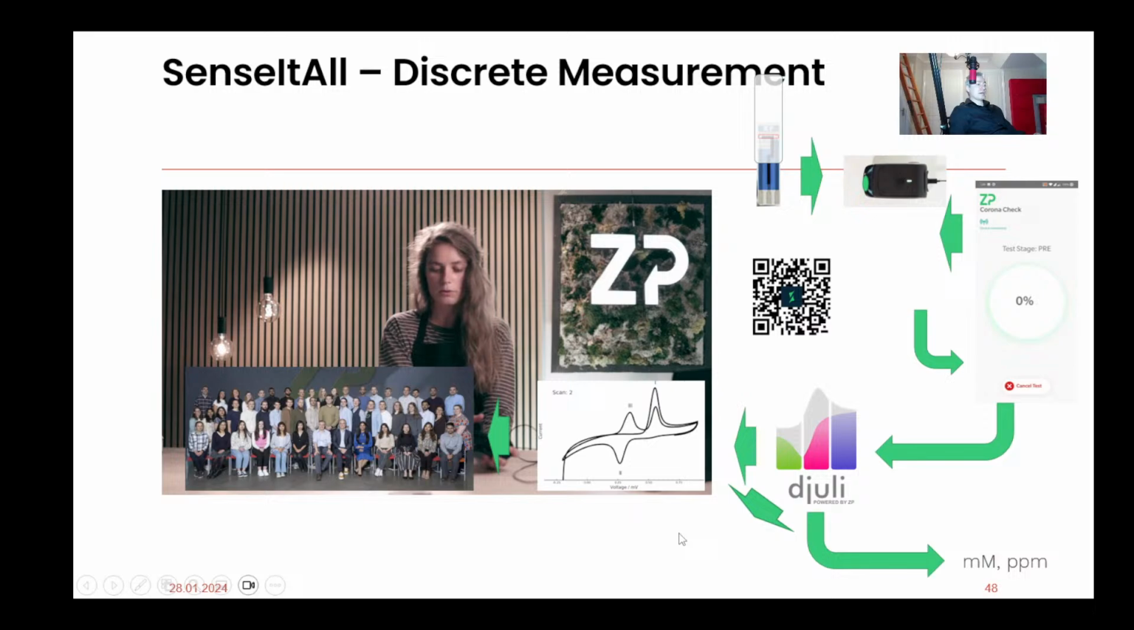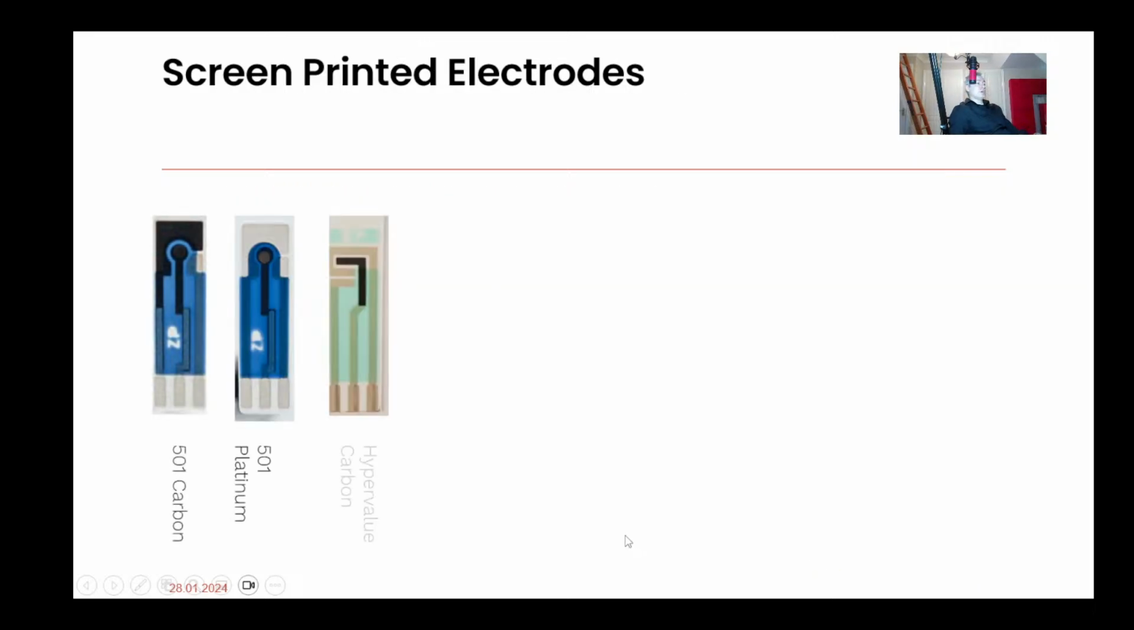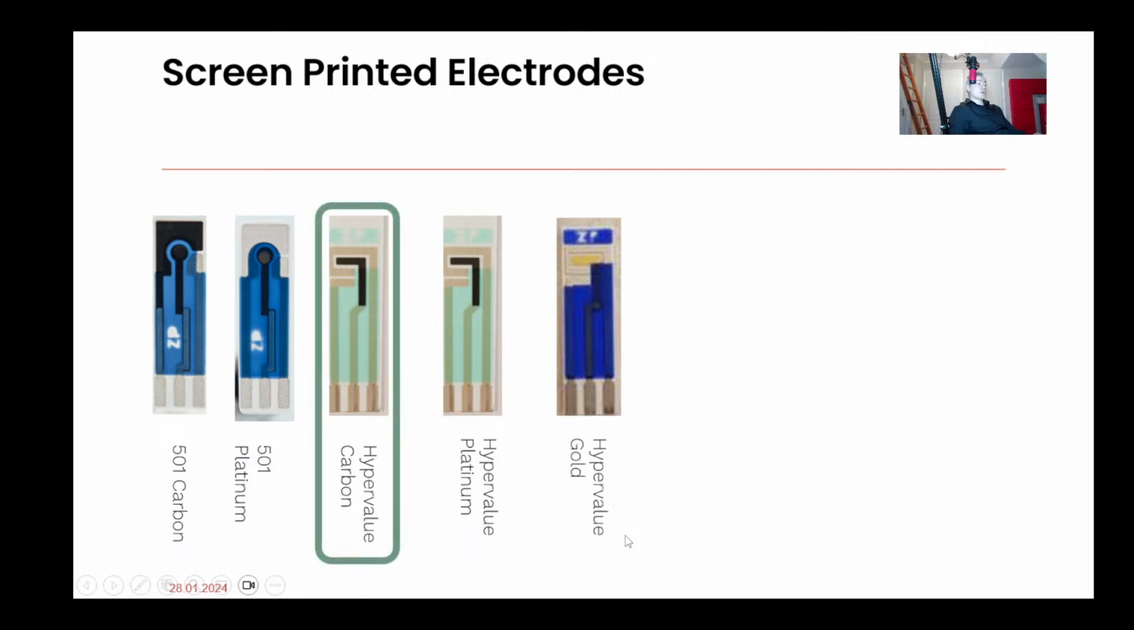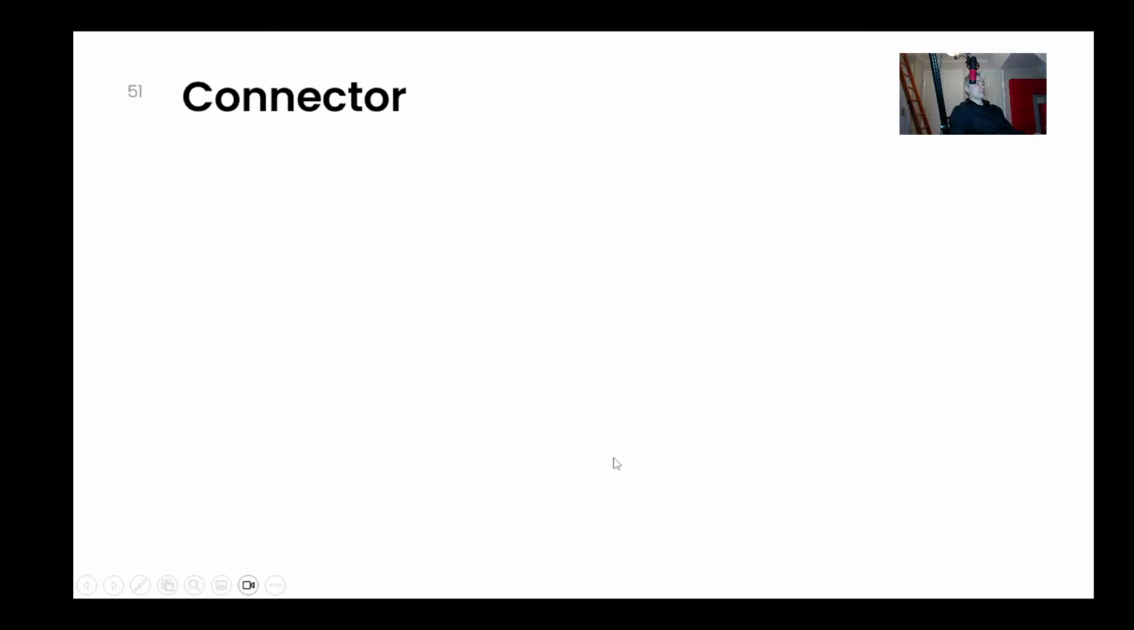It will end up having a much lower cost design, much lower cost of goods for manufacturing, and a much better user experience. We do have a whole bunch of screen printed electrodes, but because of your wish to detect the line, I would use the hypervalue carbon electrode, and that would be one of the links that I have here.